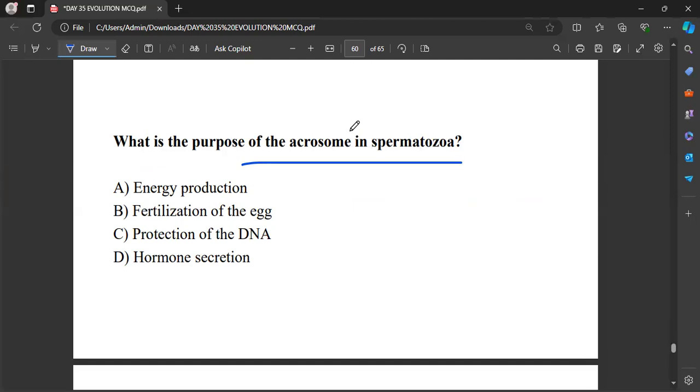This acrosome will be the modification of which cell organelle? Lysosome, sorry. Which cell organelle will the acrosome be a modification of? That will be the Golgi complex. Very good. Obviously, it has a lot of enzymes.